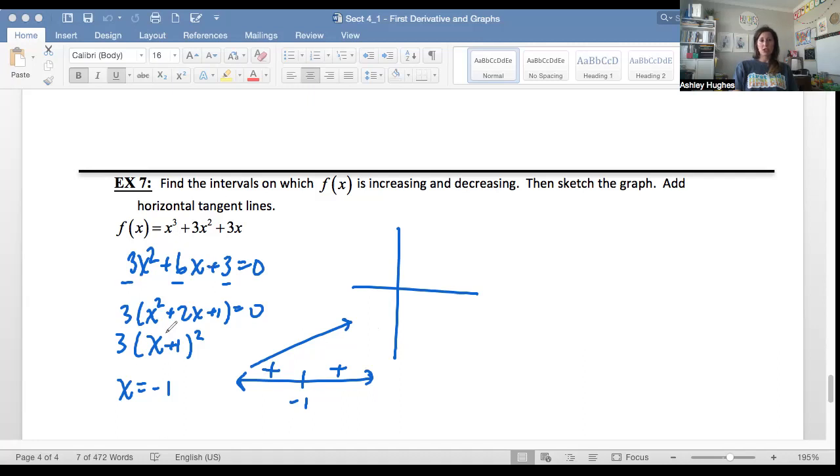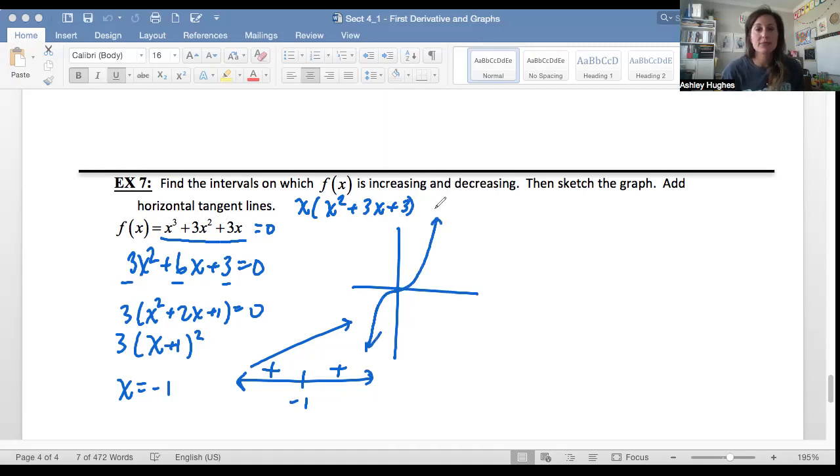There's not really much else you could do besides find zeros. If I was to set the original function equal to 0, and then factor out x, I would have x squared plus 3x plus 3. So I get x equals 0 as an intercept. And so it looks like this. Something like that. It's always increasing because this derivative is always positive. So the function is always increasing. It doesn't have any places where it's decreasing.